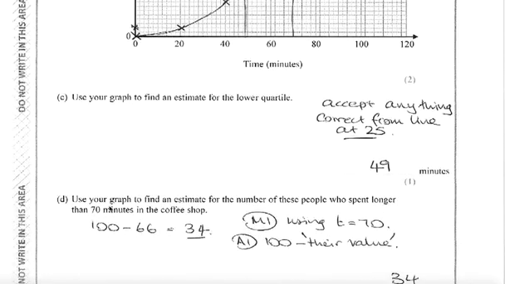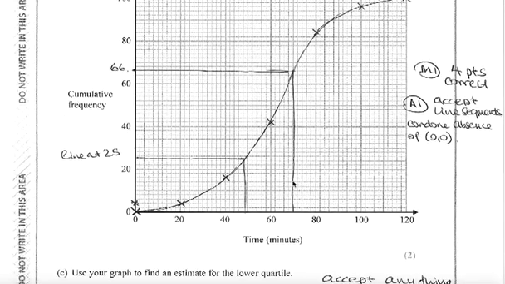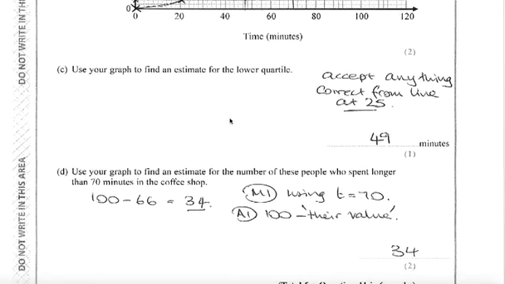We're now told how many spend longer than 70, so we need to go to 70, draw up, read across, get about 66, so more than that is 34.